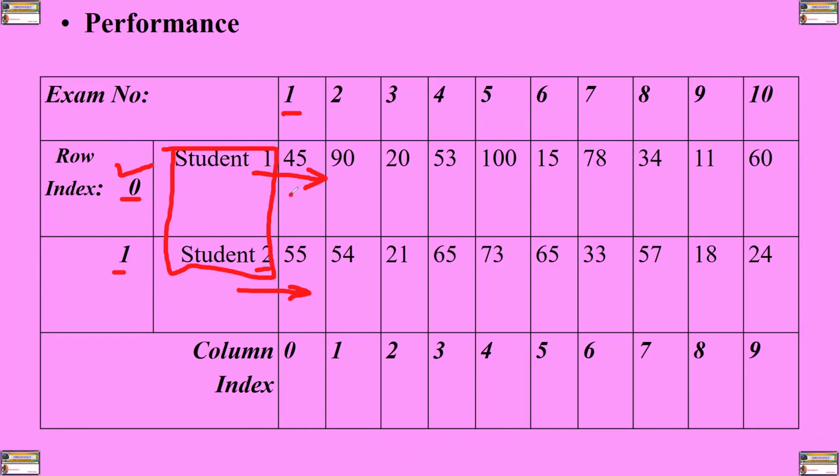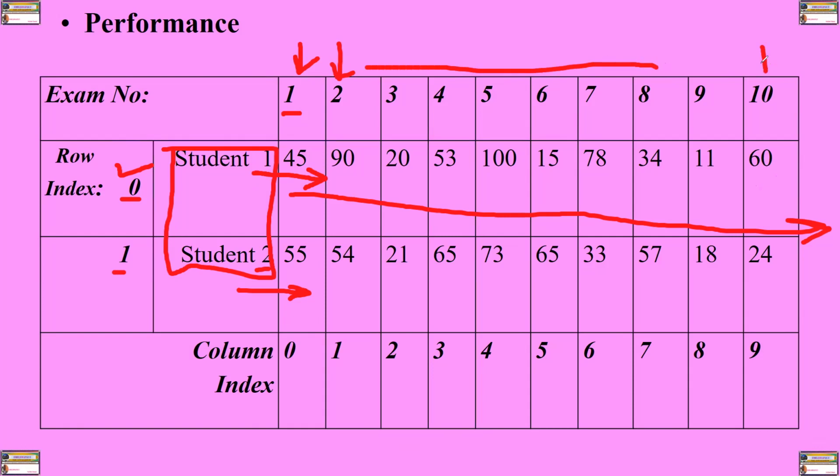And therefore, this row contains scores attained by student number 1. But as you can see, these are 10 exams. And therefore, the exams are listed from number 1, number 2, all the way to number 10. And therefore, you can easily say that number 1 represents column 1. Number 2 is column 2. And this column 1 is not just for a single student, but it is scores attained by the 2 students in the same exam.